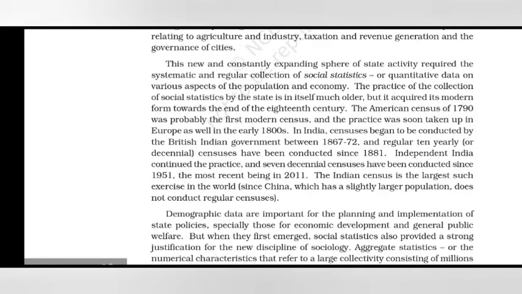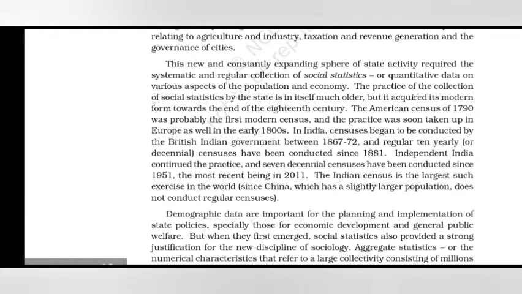The practice of collection of social statistics by the state is in itself much older, but it acquired its modern form towards the end of the 18th century. The American census of 1790 was probably the first modern census, and the practice was soon taken up in Europe as well in the early 1800s.